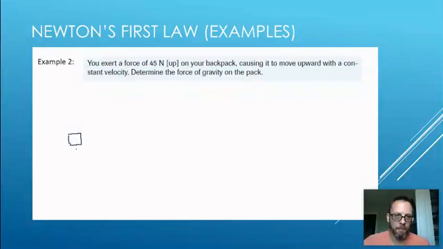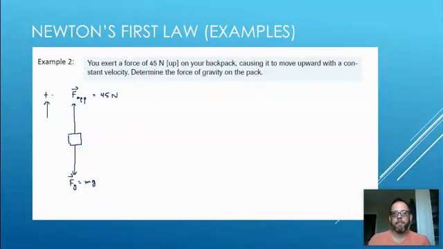Here's my backpack. Gravity, of course, pulling it down. Fg equals mg. And we are applying a force up. So I might draw that, call it F applied, and we know that it's 45 newtons. And that's all we have really going on in this question. And so I might assign a direction up to be positive. Let's determine the force of gravity on the backpack.